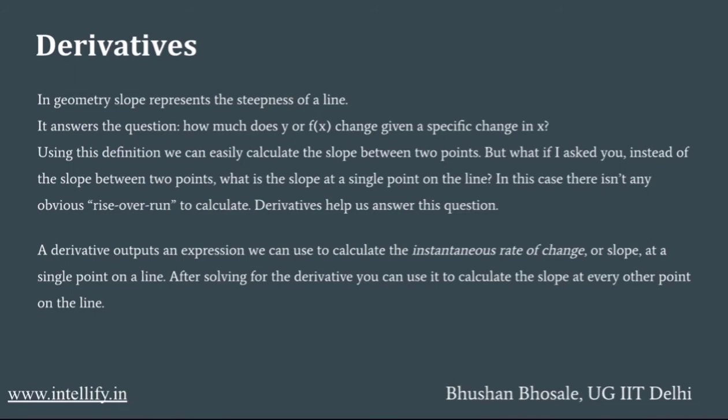But what happens if I would ask you, instead of a slope between 2 points, what is the slope at a given point? In this case, there isn't any obvious rise over run to calculate. Derivatives help us answer this question. A derivative outputs an expression we can use to calculate the instantaneous rate of change or slope at a point on a line. After solving for the derivative, you can use it to calculate the slope at every other point on the line.